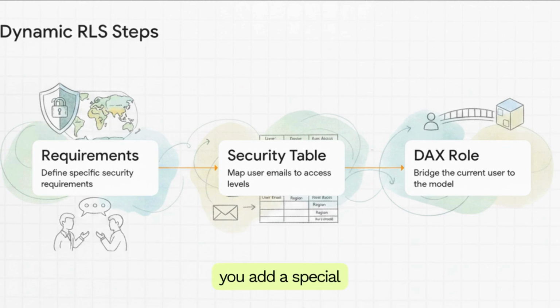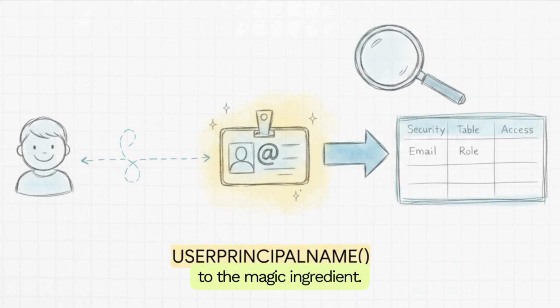Second, you add a special security table to your data model that maps user emails directly to their allowed regions. And third, you write a single DAX role to bridge the current user to that security table. And that brings us to the magic ingredient. Because to bridge the user to the model, Power BI has to know exactly who is opening the report. It does this using a genuinely fantastic DAX function called USERPRINCIPALNAME.